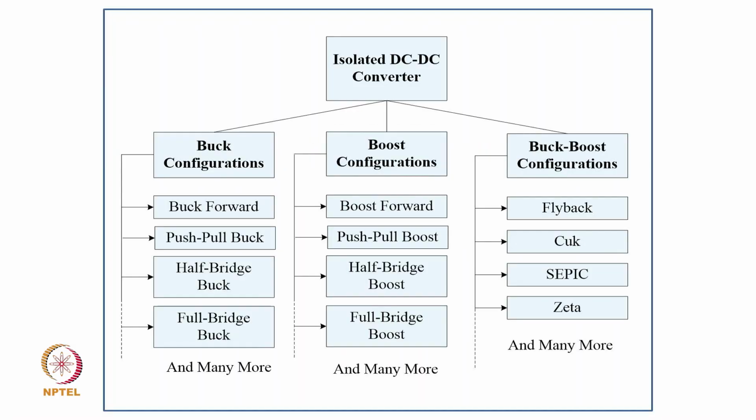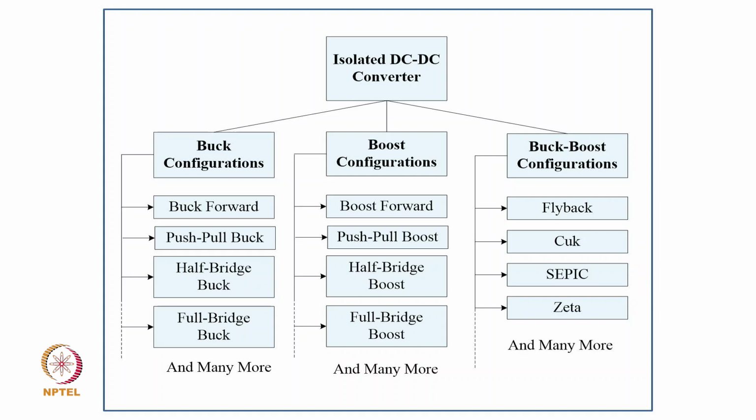These isolated DC-DC converters are classified into three broad categories. The buck converter operations, which come as buck forward, push-pull buck converter, half-bridge buck converter, full-bridge converter, and many more. Similarly, boost isolated DC-DC converter configurations are boost forward, boost push-pull, boost half bridge, and boost full bridge. Then we have another category, buck-boost isolated converter configurations, starting with flyback converter, Cuk converter, SEPIC converter, and Zeta converter, and many more.